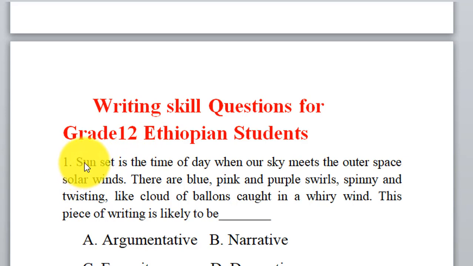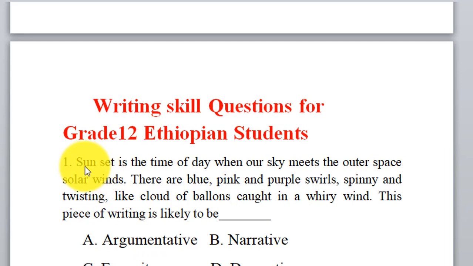Question number 1. Sunset is the time of day when our sky meets the outer space. Solar winds, there are blue, pink, purple swirls, spinny and twisting, like a cloud of balloons caught in a weary wind. This piece of writing is likely to be argumentative, narrative, expository, or descriptive. All right. The question is completely about types of paragraph. So what is the sense of this short paragraph?